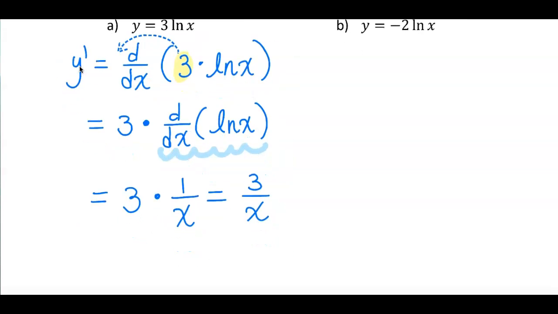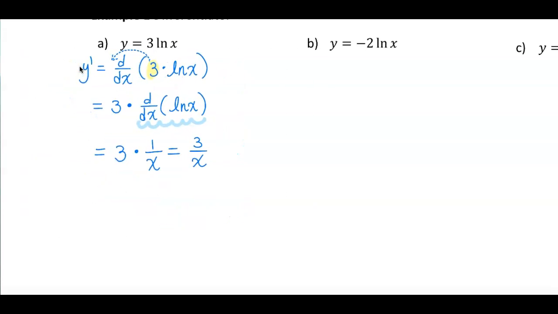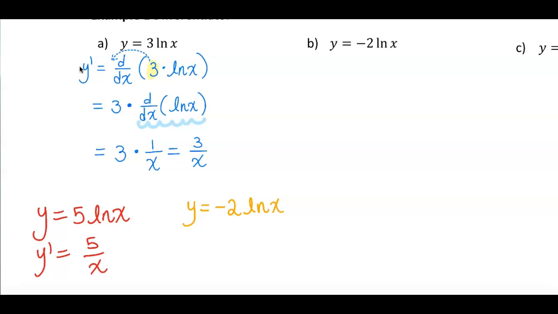So if you just have a constant getting multiplied in front, for example, let me make up a mini example here. If you have y equals 5 natural log of x, well, y prime will just be 5 over x. Another one: if you have y equals negative 2 times natural log of x, guess what? Y prime will just be negative 2 over x. So if it's just a constant in front, getting multiplied by your natural log of x, that is how you can simplify the derivative. All right, let's look at another.